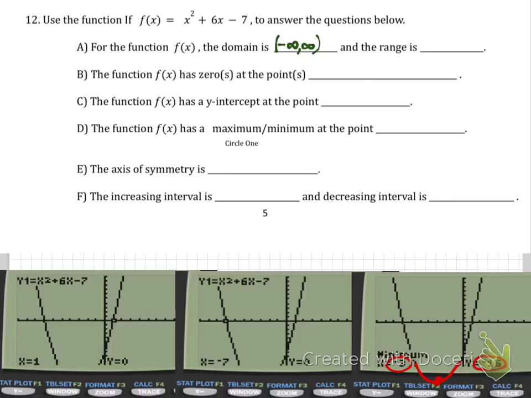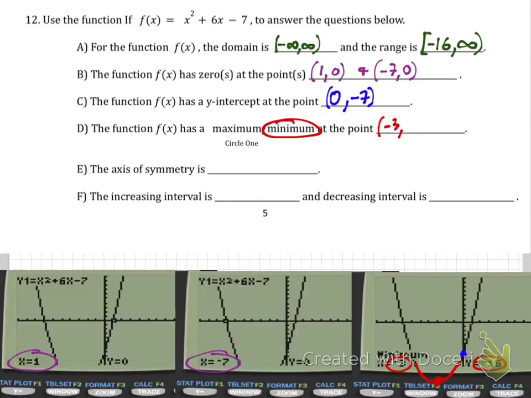The minimum down there is going to be at negative 3, negative 16. And I used the find a minimum feature of the calculator to get that. So that means that the range is from negative 16 up to infinity, with a bracket on negative 16. There are zeros, you see I found the zeros here at 1 and negative 7, so 1, 0 and negative 7, 0. There's a y-intercept, I did not show the graph of that, but if you type in 0, you get 0, negative 7. And the function definitely has a minimum, and that minimum is at the point negative 3, negative 16, as you see from the bottom right screen of the calculator.